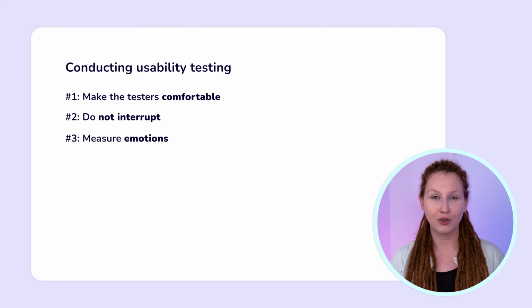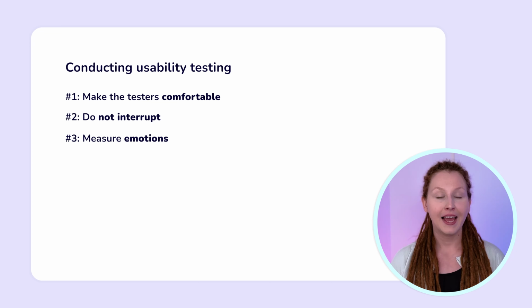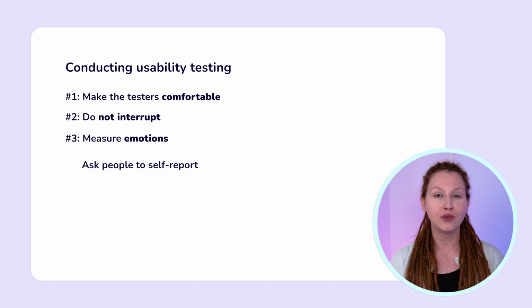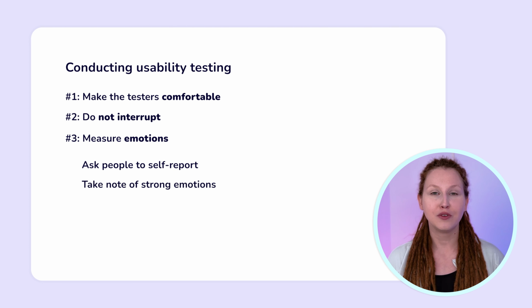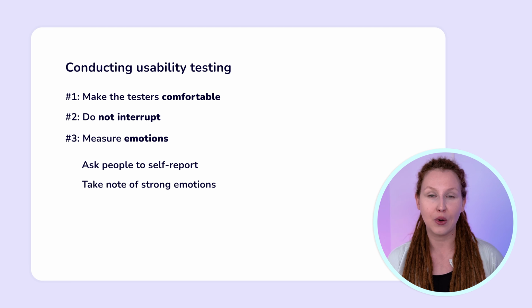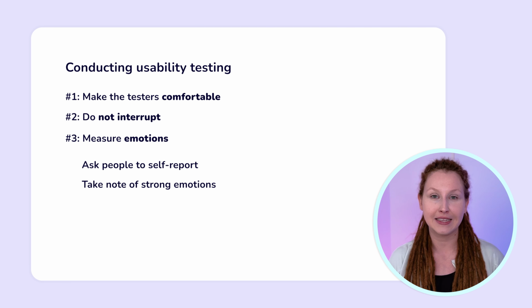3. Measure emotions. Emotions and reactions are more difficult to measure than things like task completion rate, for example, so you need to pay special attention to them. Ask people to self-report. They need to tell you how they felt during the task. Were they confused, surprised, or maybe everything went well? Take note of strong emotions like confusion or excitement. Mark those moments in the recordings. They will come in handy when analyzing the data.